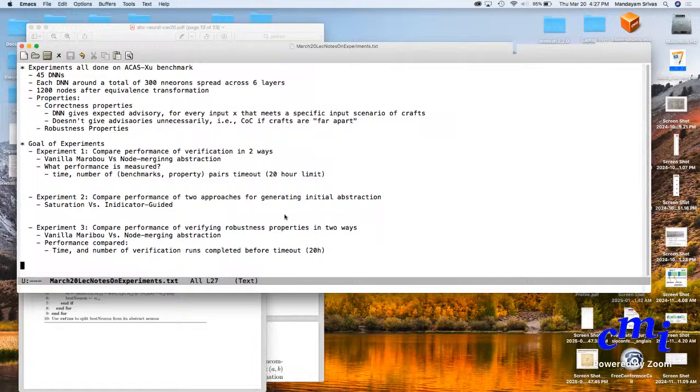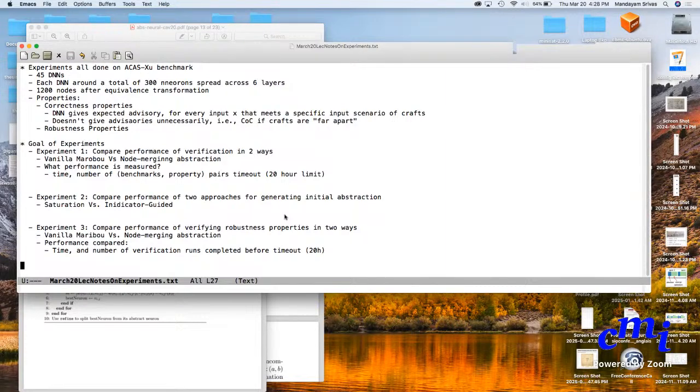The goal of the experiments, I'll show the figures from the paper in a moment, but this is a summary. They ran three kinds of experiments. Experiment one compared the performance of verification with abstraction and without abstraction. The first one was vanilla Marabou, just the Reluplex without abstraction. But you could use any engine. This abstraction technique is orthogonal to what verification engine you actually use underneath it. You could apply it with the underlying engine being Z3 as well. But the vanilla part here was Reluplex.